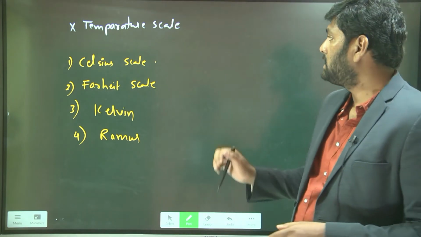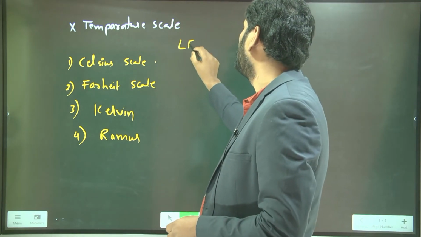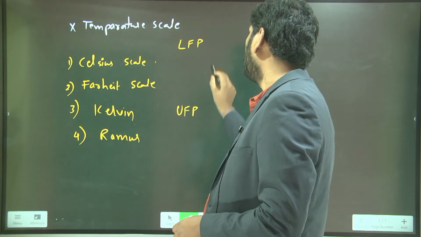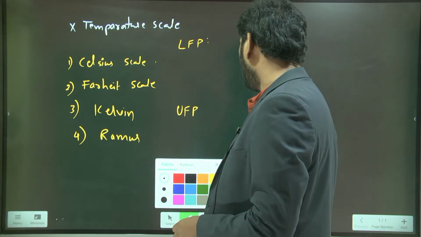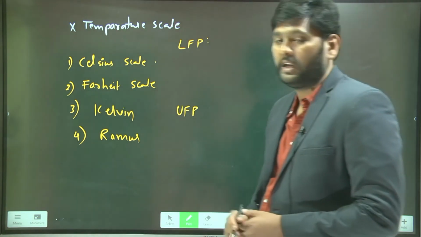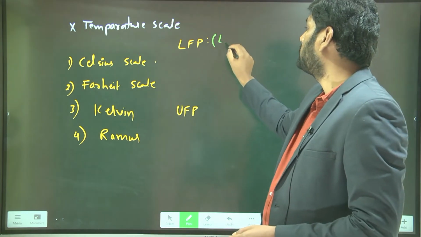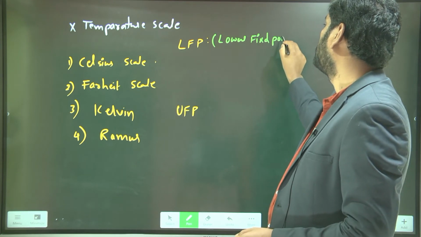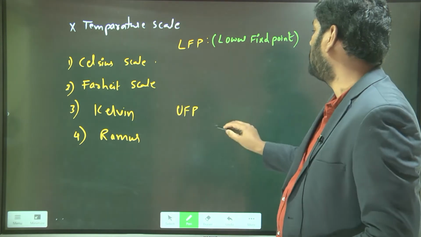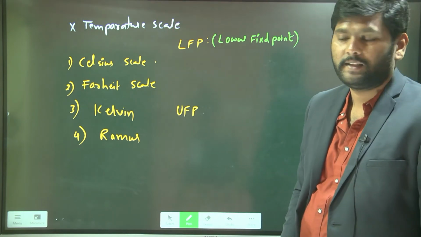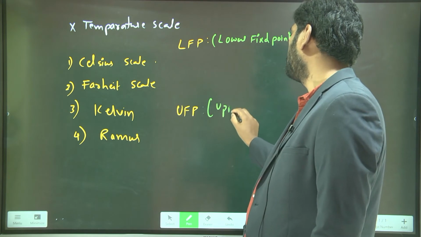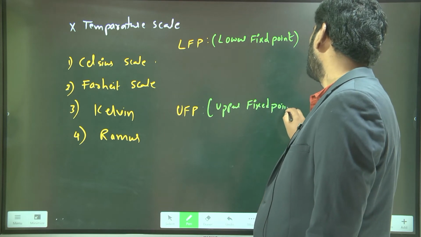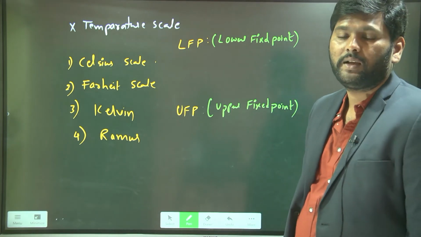Here, to use these scales, we have to use some terminology. That is nothing but LFP and UFP. So write down about LFP and UFP. What is meant by LFP? LFP means lower fixed point. And what about UFP? Upper fixed point. Very good. LFP means lower fixed point, UFP means upper fixed point.